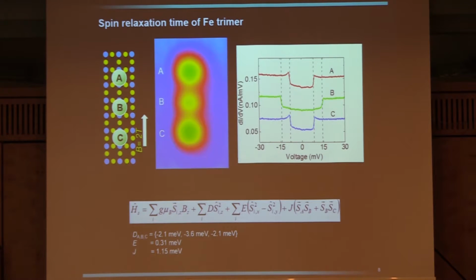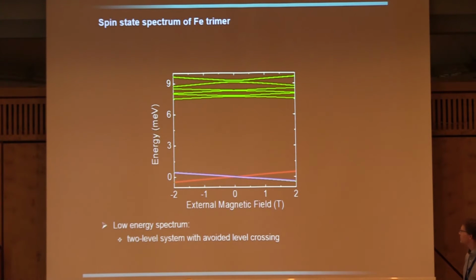Going through this a bit quickly to show you the really new stuff in the end. The important part to consider is the result of this spin Hamiltonian. This is the energy spectrum of this iron trimer structure. So these are the low energy spin states of the structure.